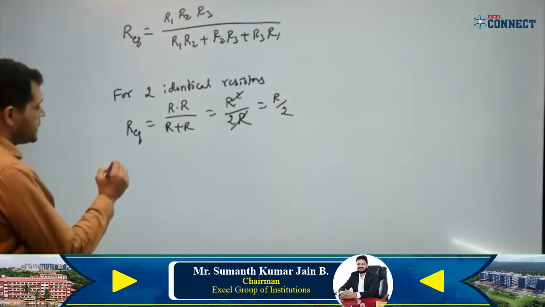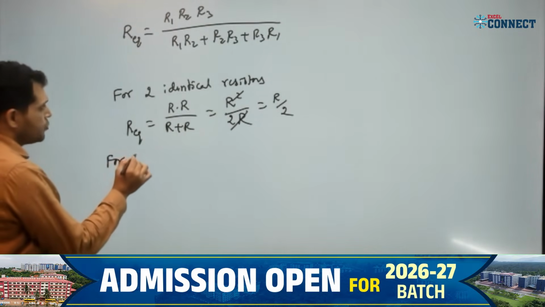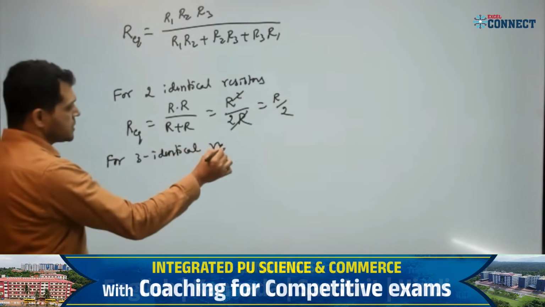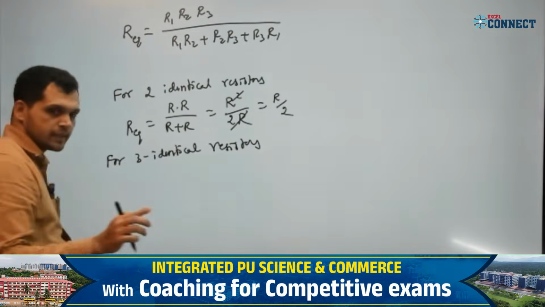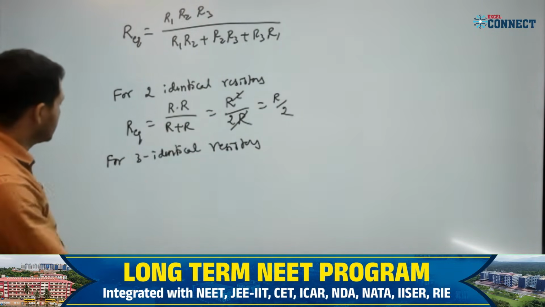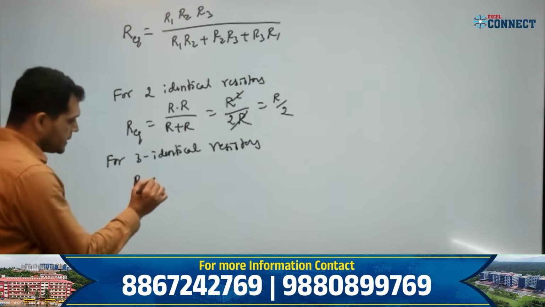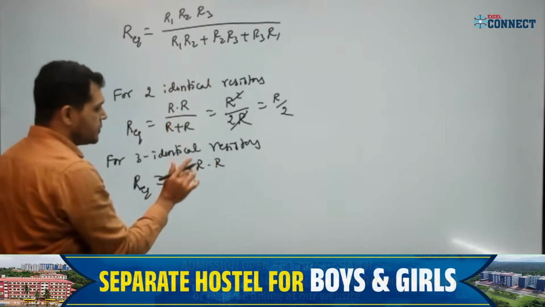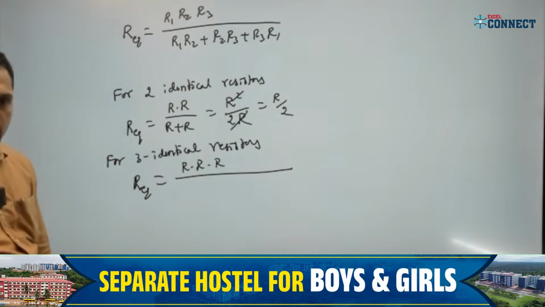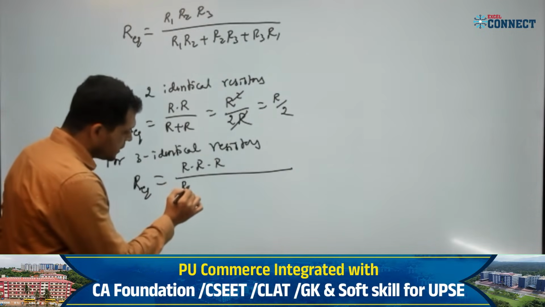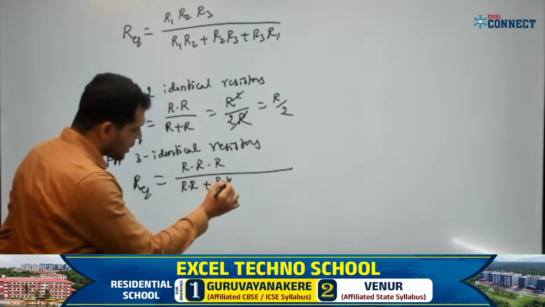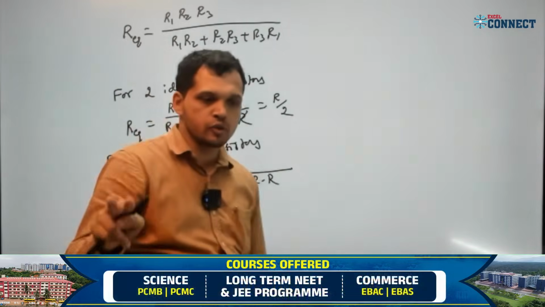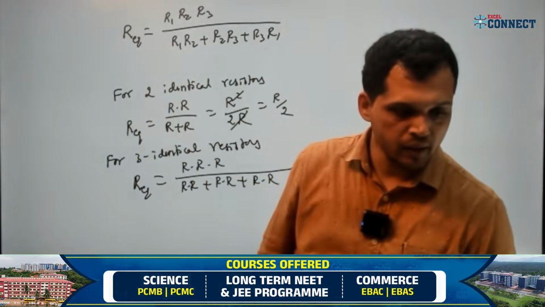For 3 identical resistors, what can I write? R equivalent is R into R, the same equation I am writing here: R into R plus R into R plus R into R, substituting here. R1 is equal to R2 is equal to R3 is equal to R only.